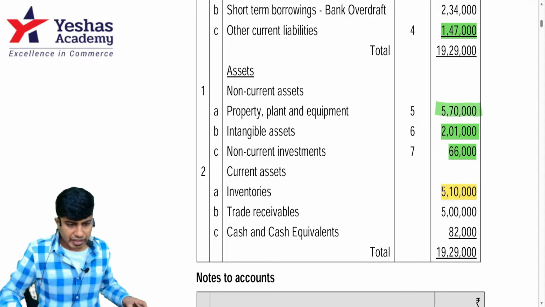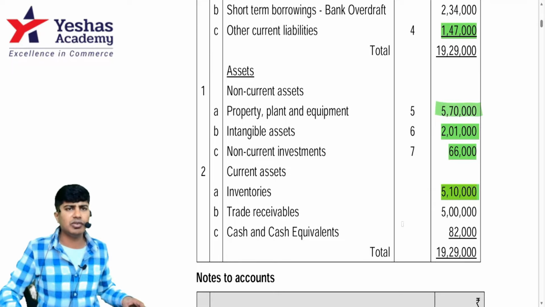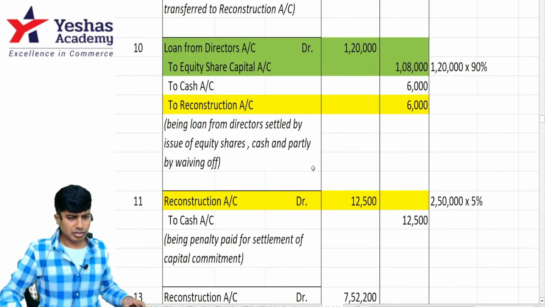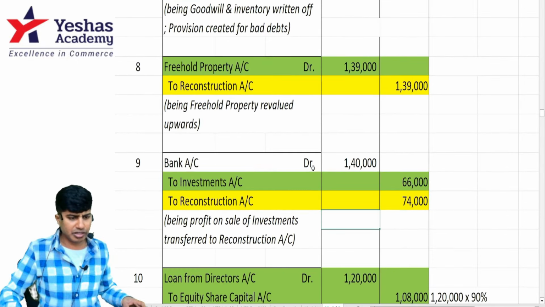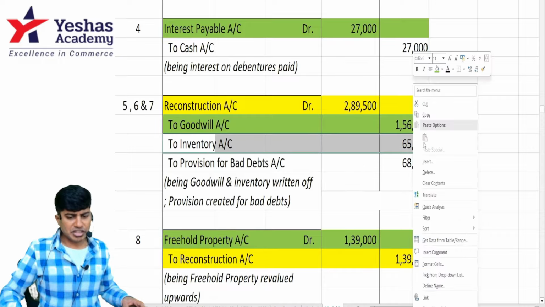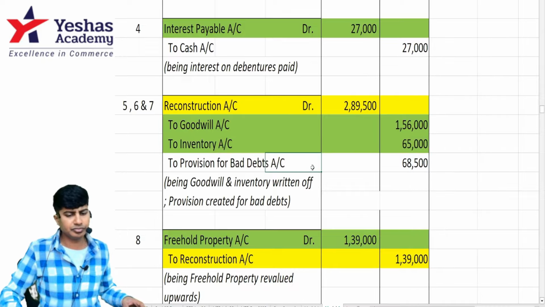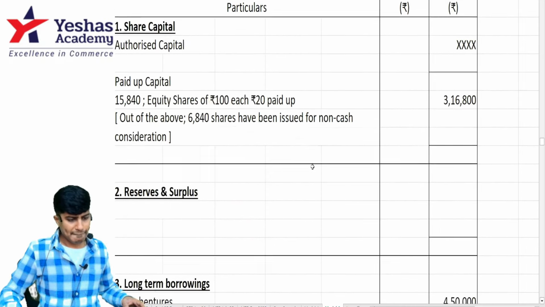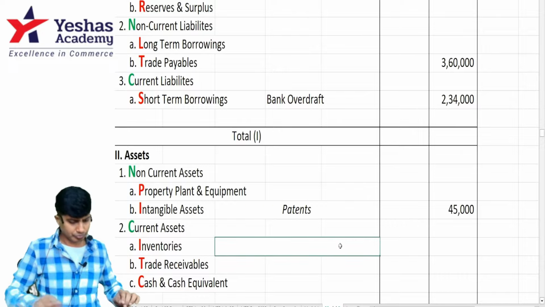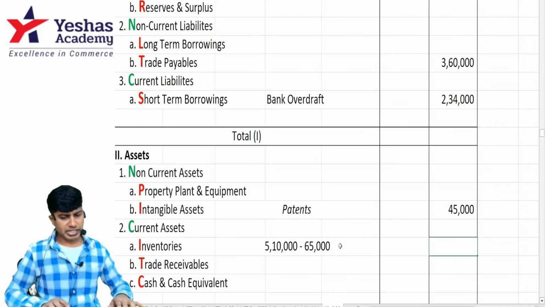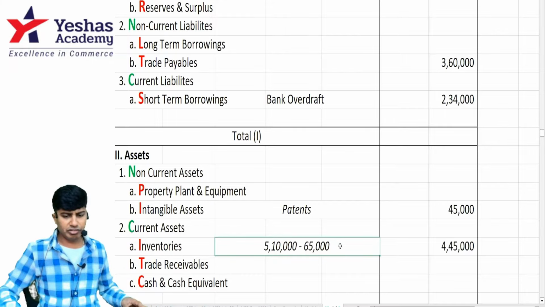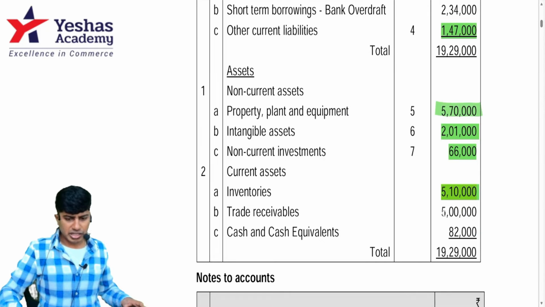Then we have 5 lakh 10 inventory. We revalue it. Take 5 lakh 10 in the calculator. Here is our revaluation. 678 here. We wrote off 65,000. Deduct 65. You want me to write in notes to accounts or directly balance sheet? 5 lakh 10 minus 65, 4 lakh 45. Correct.